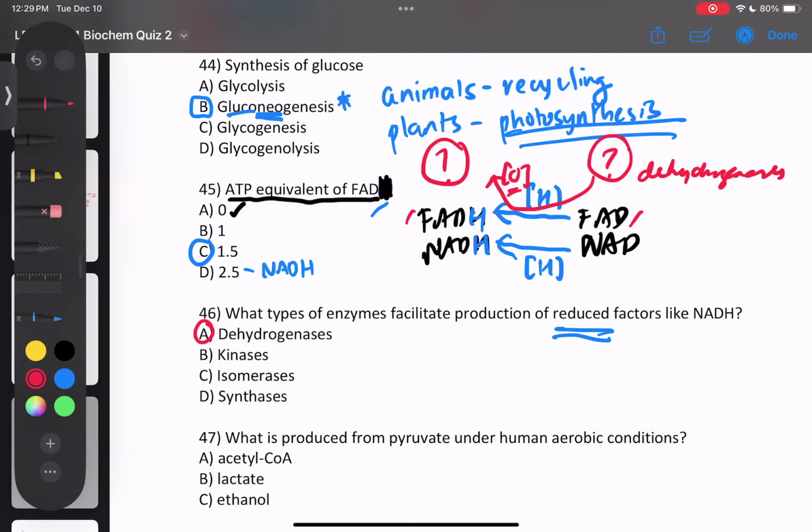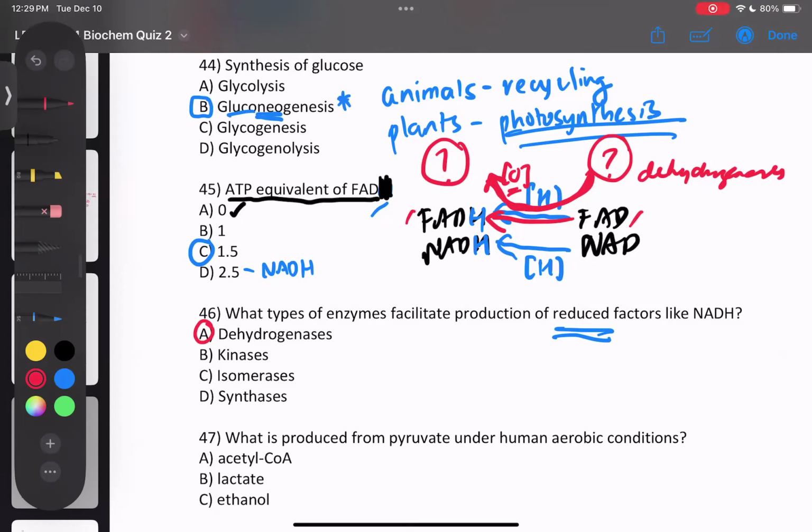Because alongside the oxidation of, I don't know, isocitrate to alpha ketoglutarate, or for example, fumarate to malate, accompanying that is the reduction of these. Okay? So, there. Next, 47.